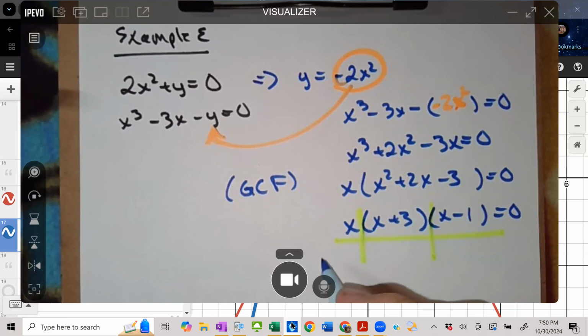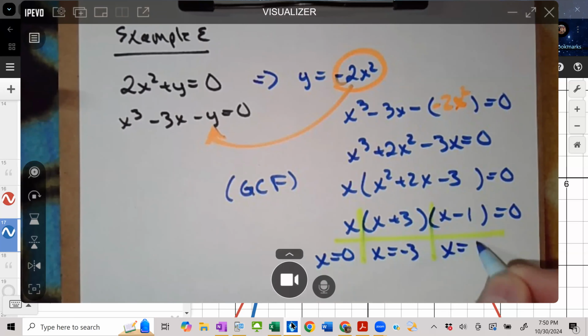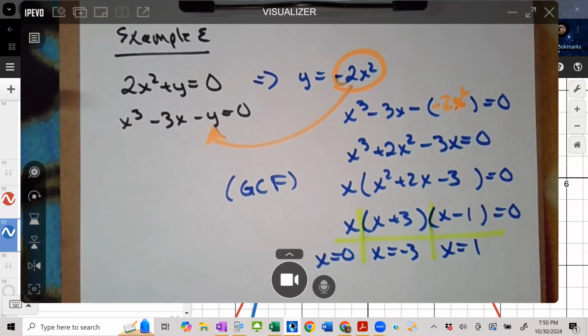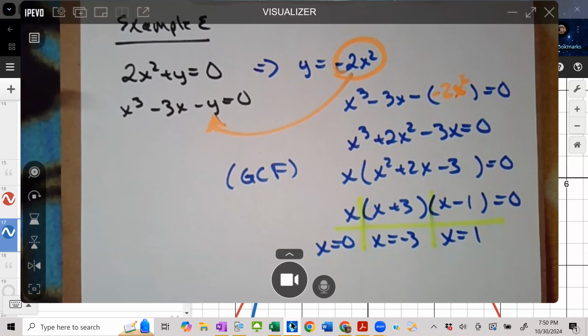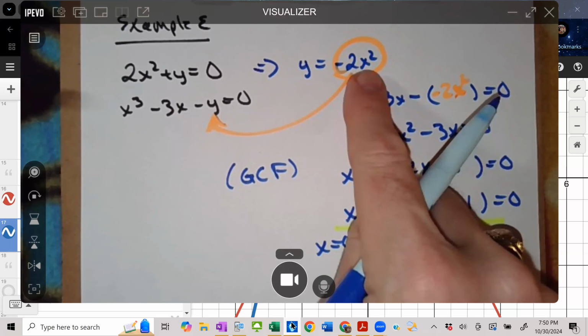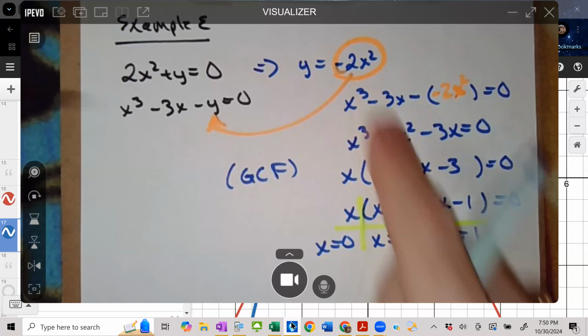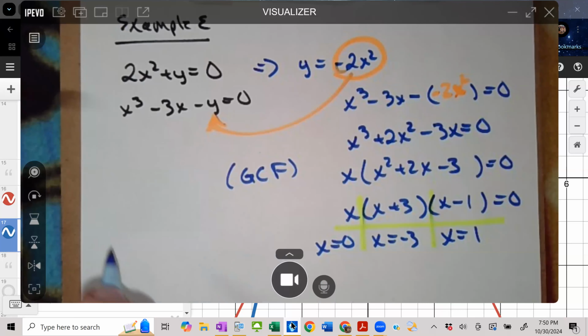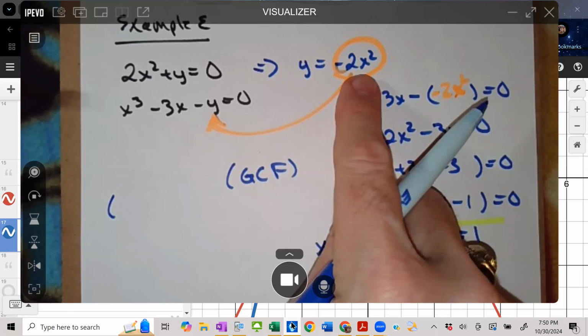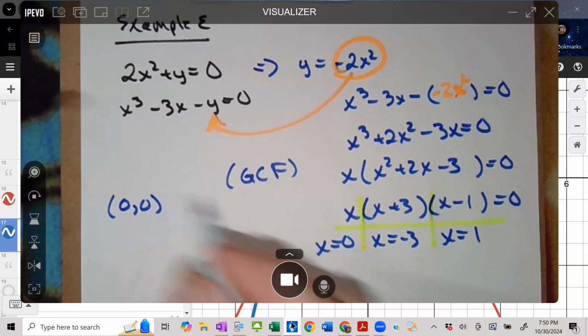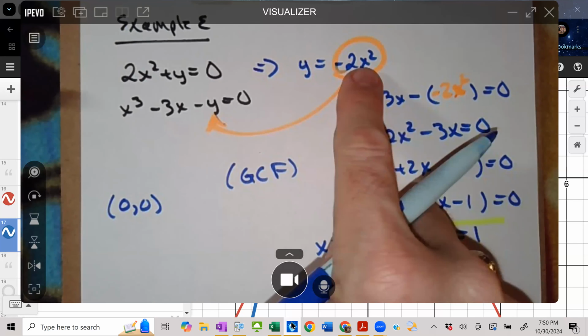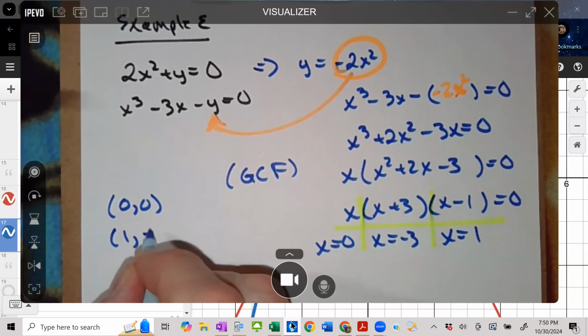This is 0 when x is 0. This is 0 when x is -3. This is 0 when x is 1. So there's your three solutions. We do need some y coordinates here. You can get the y coordinates by plugging the values for x in here. So our solutions would be 0 and 0. That's 1. If I plug in a 1, 1 for x gives me -2 for y.